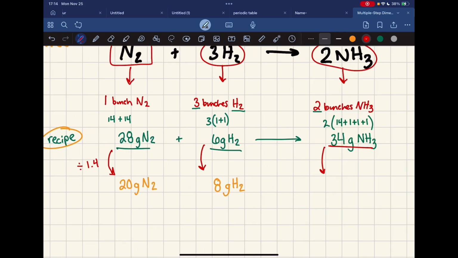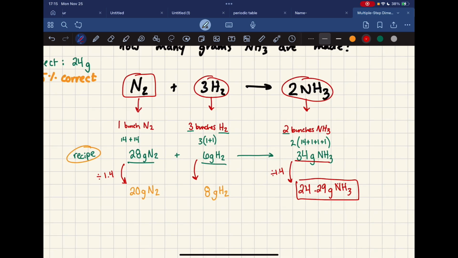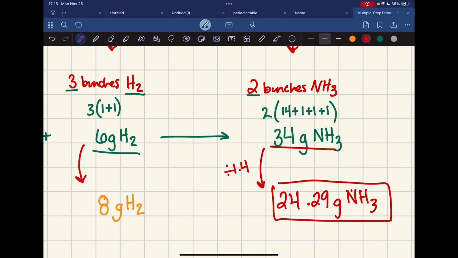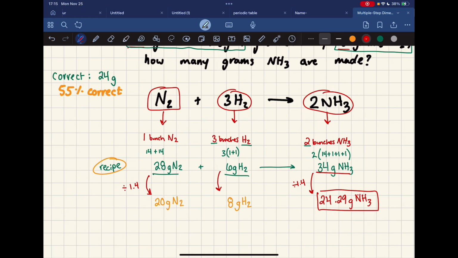So then I just need to do the same thing with my 34. 34 divided by 1.4 gives me 24.29 grams of NH3. And that is the correct answer. Remember, I am really not a big stickler on rounding stuff. So if you put 24.3, if you put 24.2, if you put straight up 24, as long as I can follow your work, I don't really care.